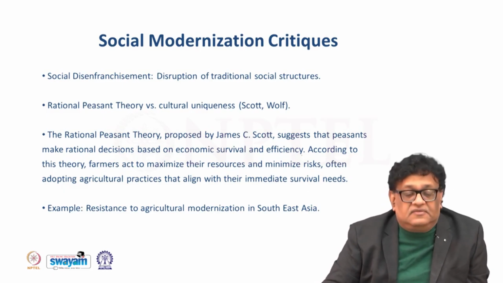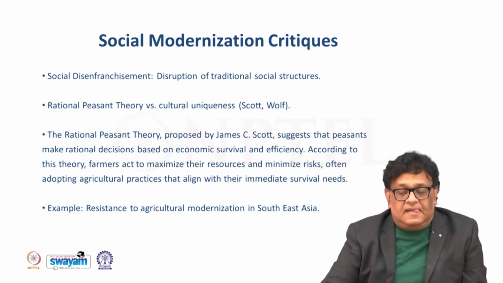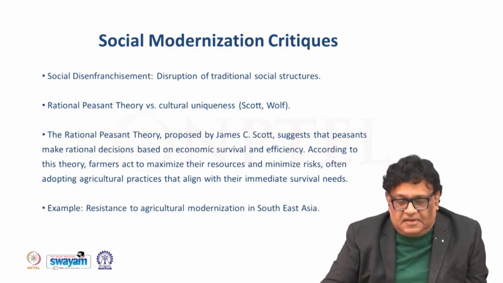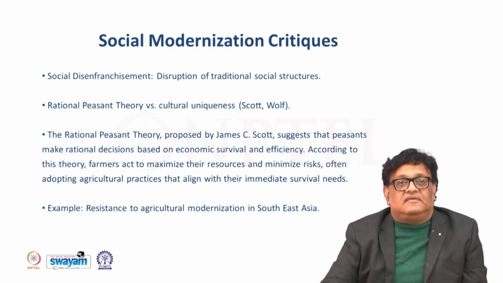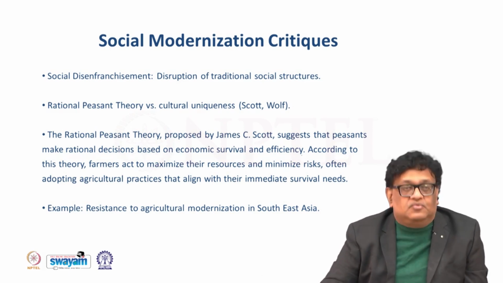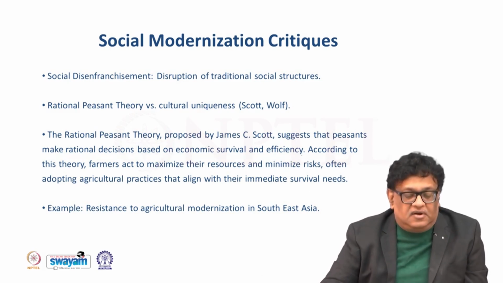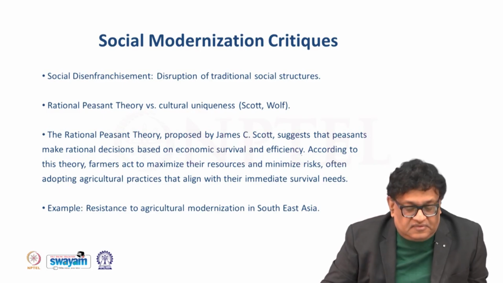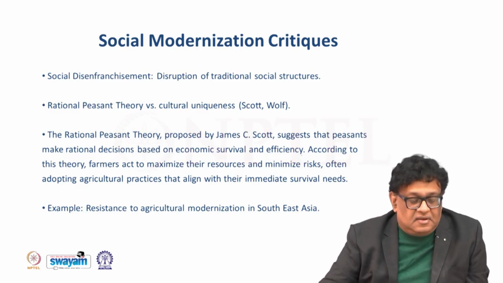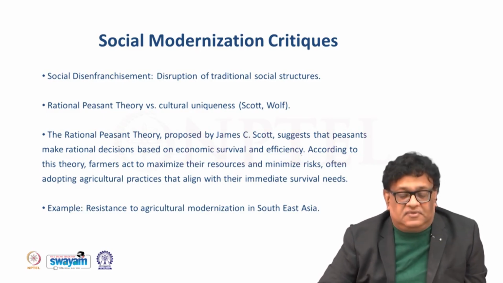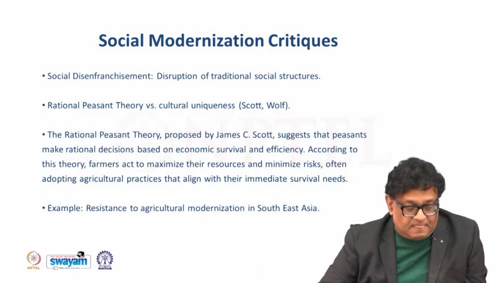An example of resistance to agricultural modernization can be seen in Southeast Asia, where local farmers have resisted the adoption of industrial agricultural practices that prioritize monoculture and heavy use of chemicals. These modern methods often clash with traditional farming practices, which are more sustainable and embedded in the cultural fabric of the community. This resistance highlights the tension between economic rationality and preservation of cultural uniqueness.